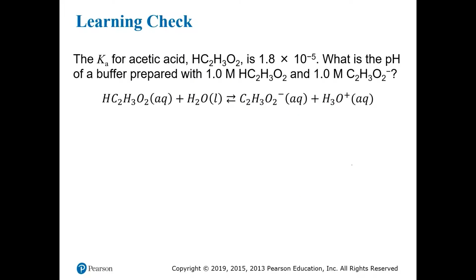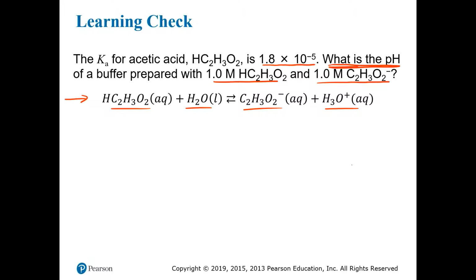So let's see an example of how this works. This problem says the Ka for acetic acid is 1.8 times 10 to the minus 5. What is the pH of a buffer prepared with 1 molar acetic acid and 1 molar acetate ion? And then it gives us the acid dissociation equation for acetic acid donating a proton to water to create the acetate ion and hydronium. This is the same thing we saw in the previous slide.